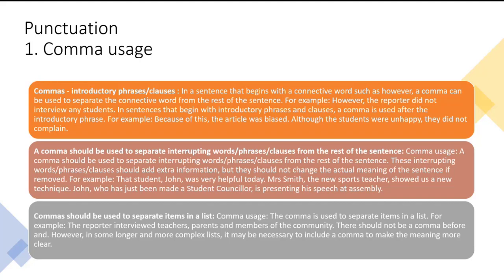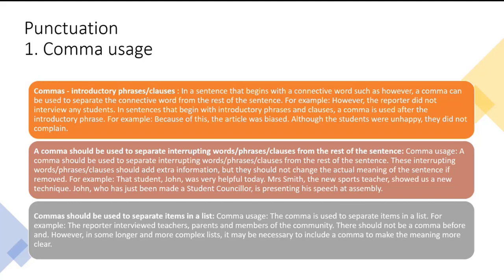Then we have what we call introductory phrases and clauses, right? After these, you also need to use a comma. For example, "Because of this, the article was biased." The introductory phrase here is "because of this." Then we have, "Although the students were unhappy, they did not complain." The introductory sentence here is "although the students were unhappy," right? "Because Queen is very happy, she went jogging," right? So the introductory sentence here is "because Queen is very happy."